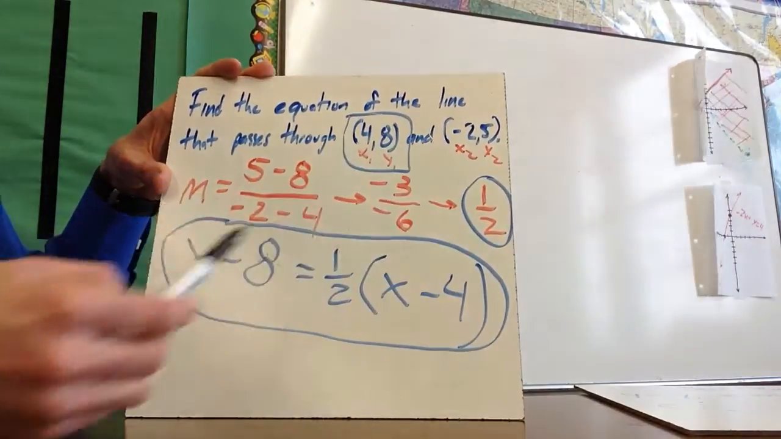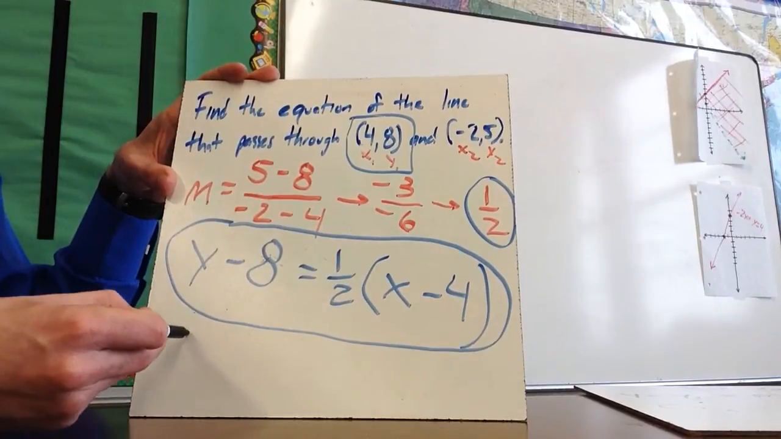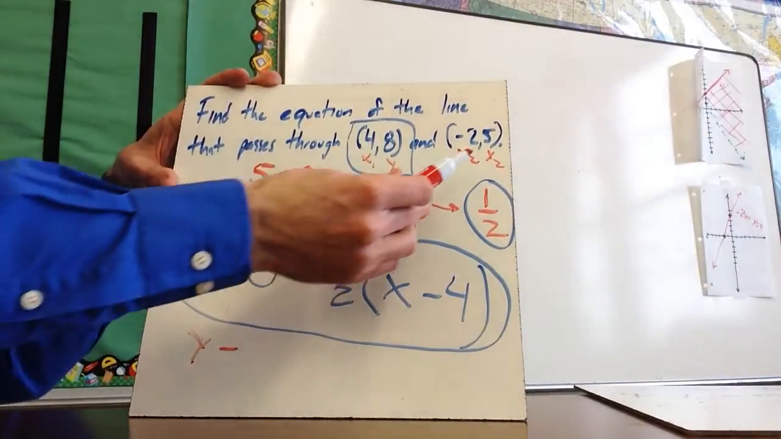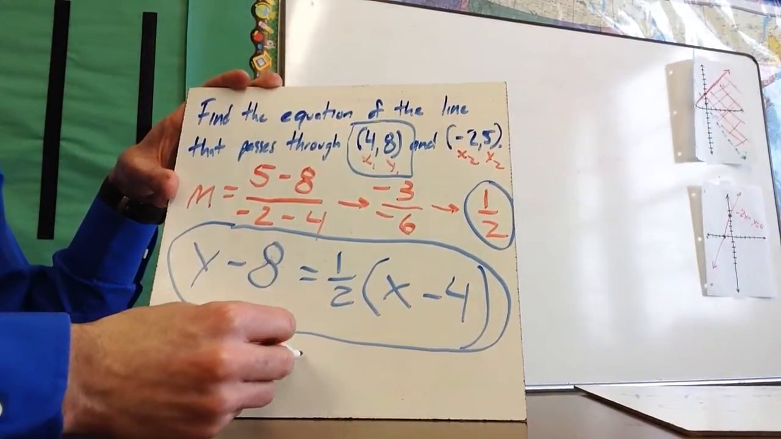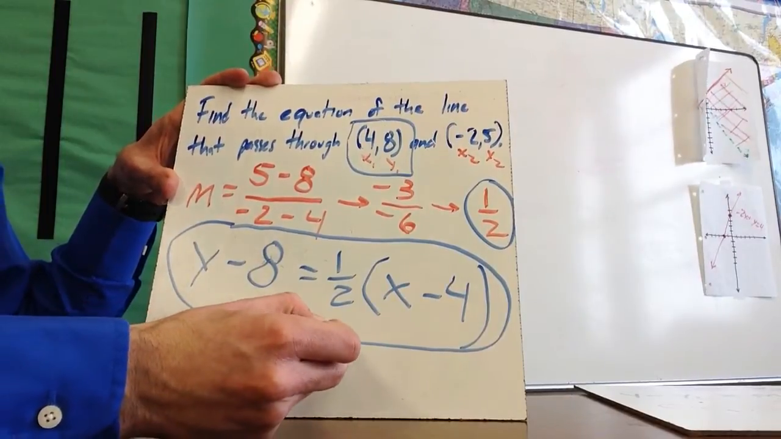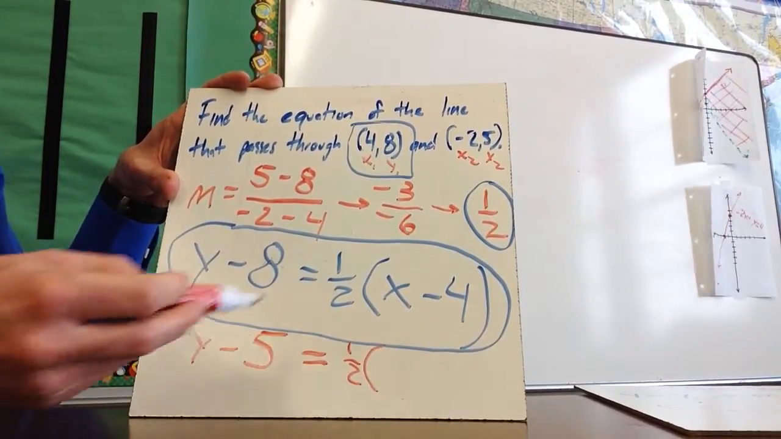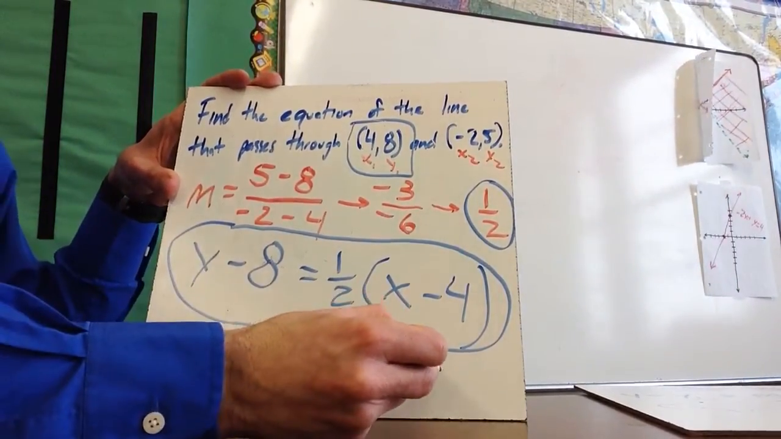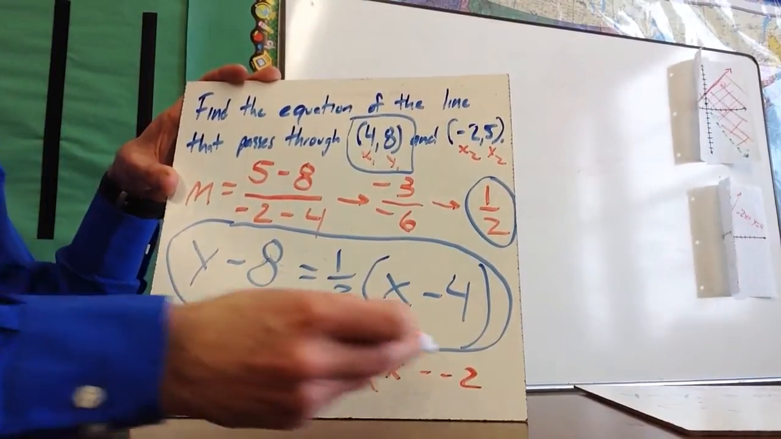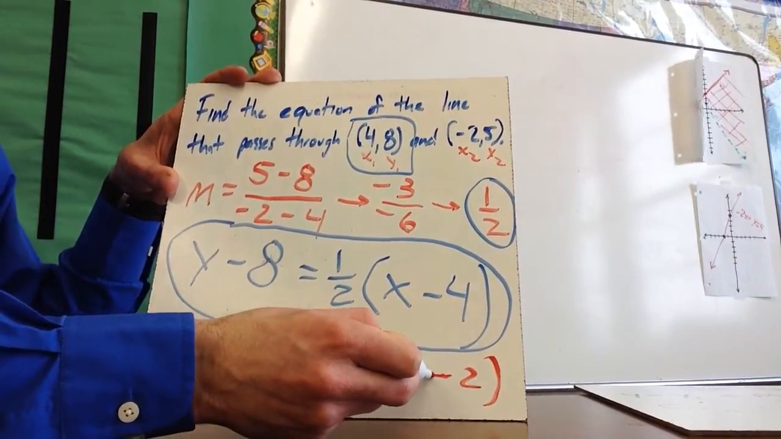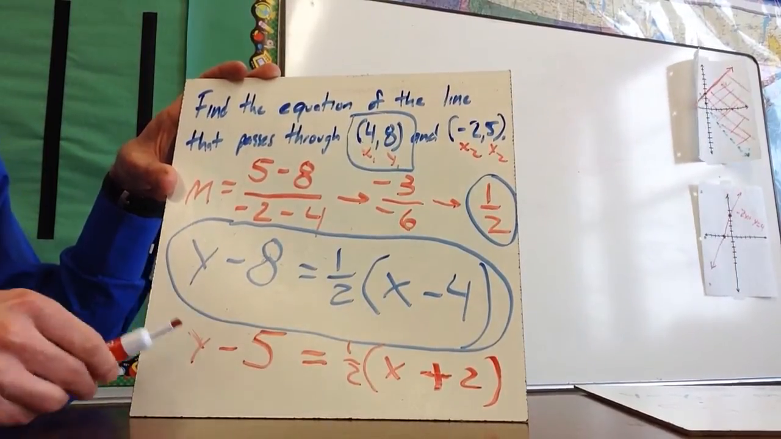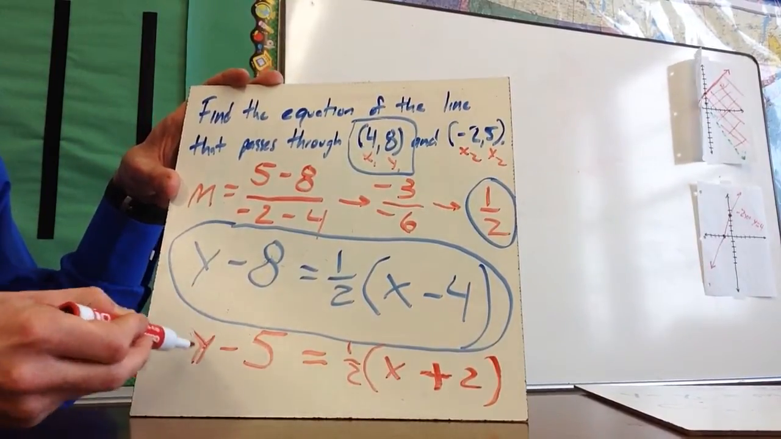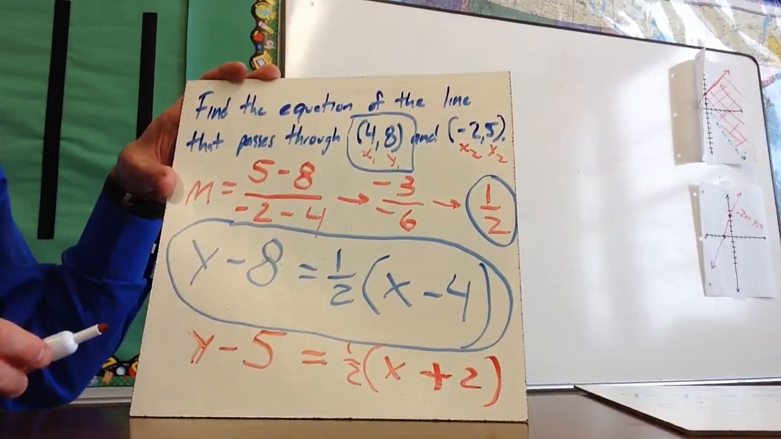So had I used this point instead, which you are allowed to do, it would be y minus 5, and even though that's y2, it's okay, equals, same slope, 1/2 times x minus -2. And so when you go x minus -2, this ends up becoming plus. So it'll be y minus 5 equals 1/2 times x plus 2. Now this equation is actually just as correct as this one, because you can use either point.